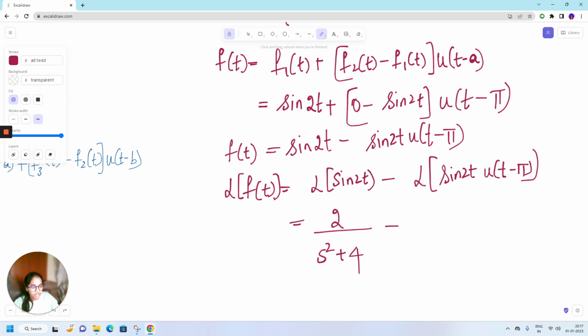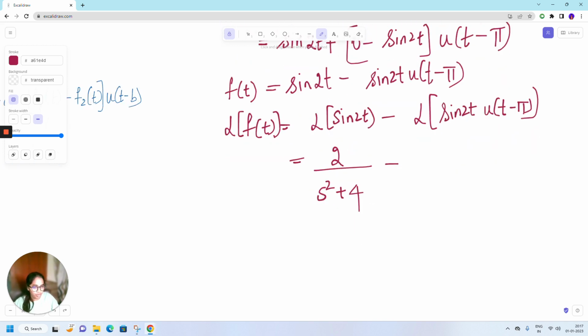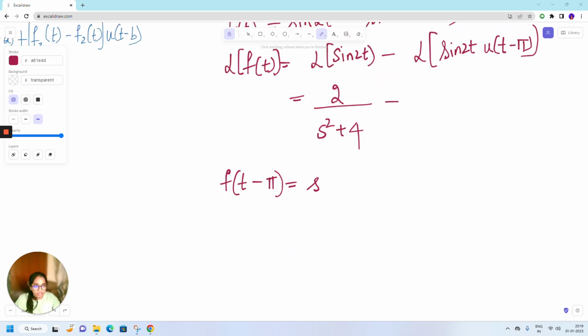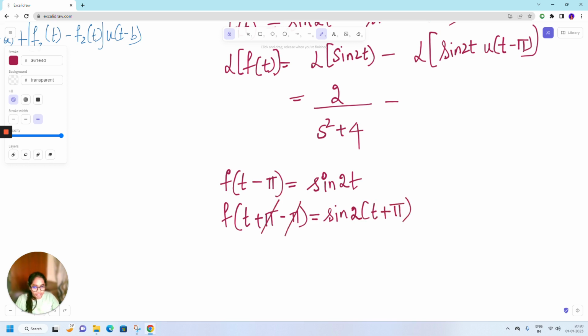We solve this using the second property. What is the second property? What is the first step? First write down what is f of t minus a. In place of a I have pi. F of t minus pi is, clearly, sine 2t. Now if f of t minus pi is equal to sine 2t, I'll replace t with t plus pi, so f of t is sine 2 of t plus pi. Okay, pi and pi get cancelled.